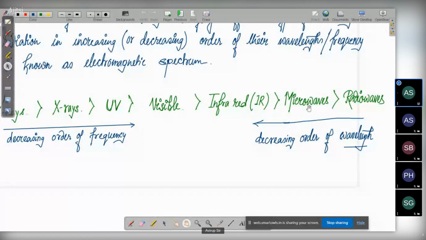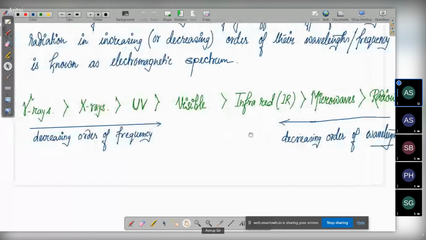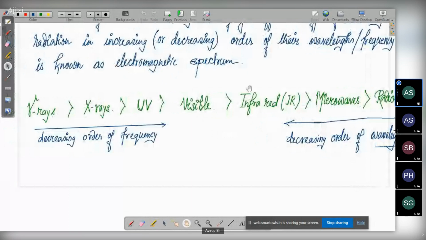The water molecule starts to vibrate, and as a result of that, the food gets hot. So microwaves are used in a microwave oven. Then IR: the daily life applications of infrared radiation. Can you tell me where you apply infrared radiation in daily life? In the remotes of our TV, infrared radiations are used.